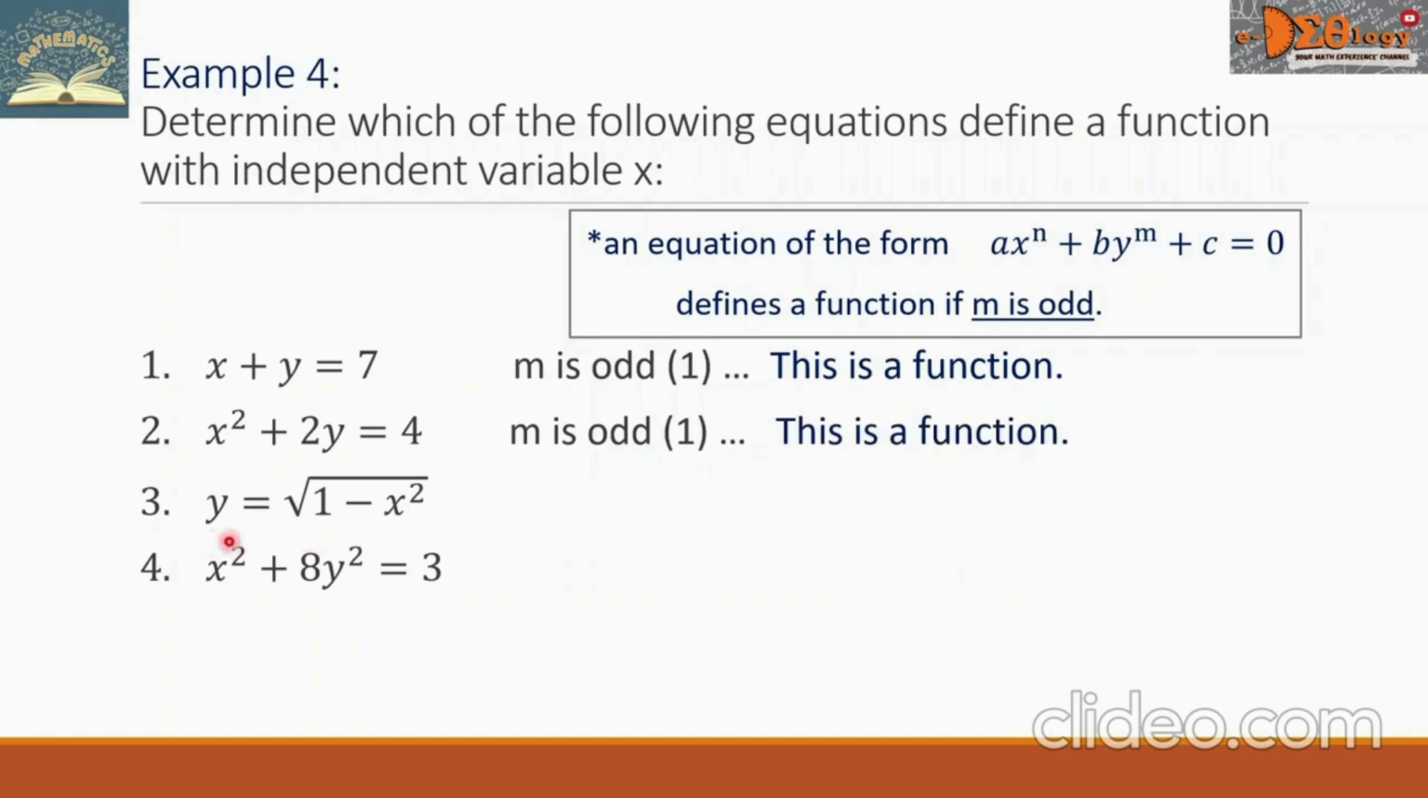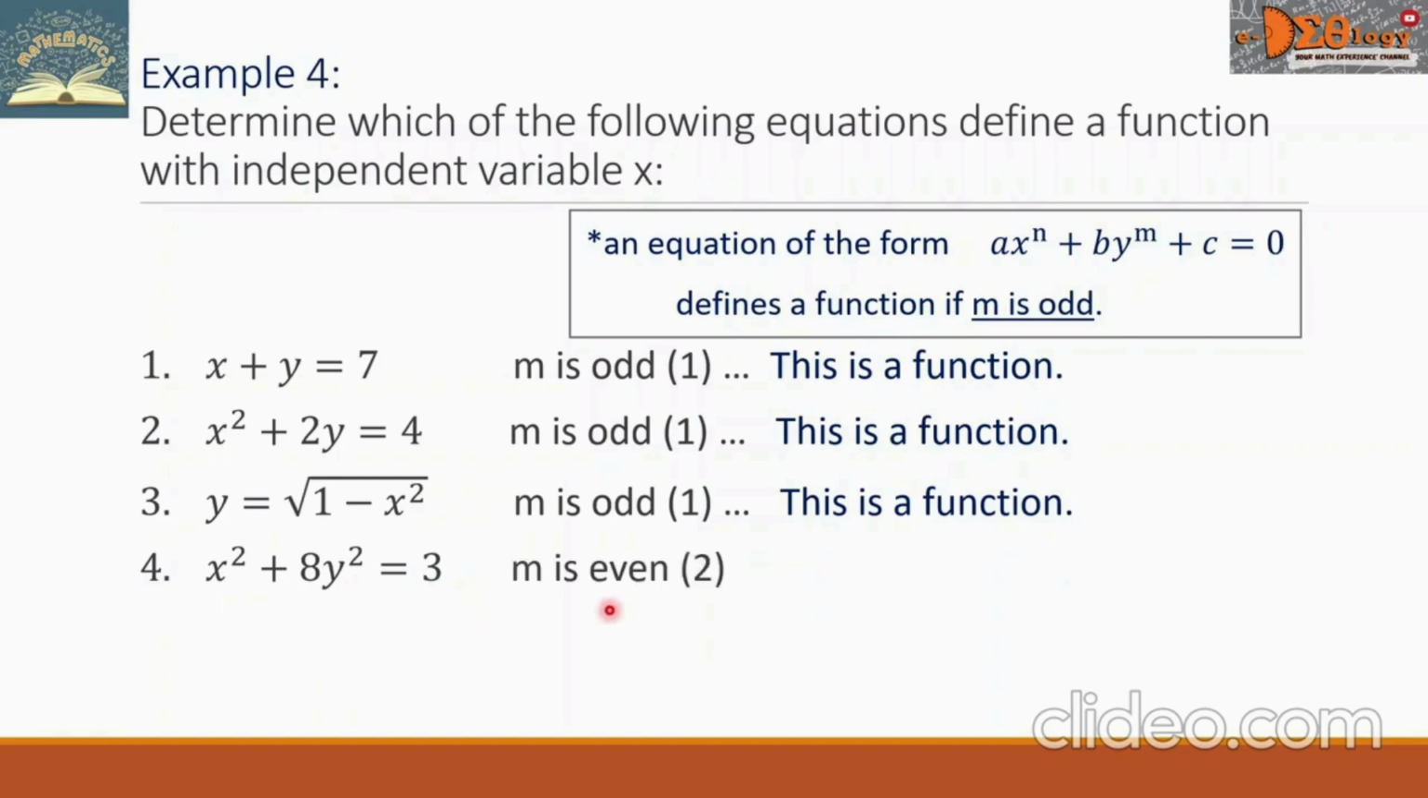Number 3. y equals the square root of the quantity 1 minus x squared. Notice that we are concerned with the exponent of y. In this case, the power of y is 1. Therefore, m is odd. So we say that this is a function. Then, fourth equation. x squared plus 8y squared equals 3. In this case, the exponent of y is 2. And we know that 2 is even. Now we say that this is not a function.